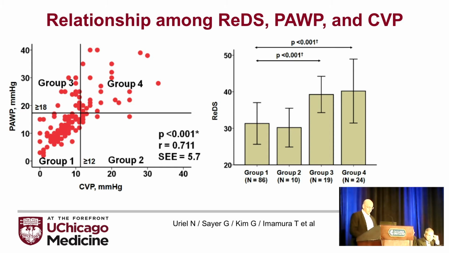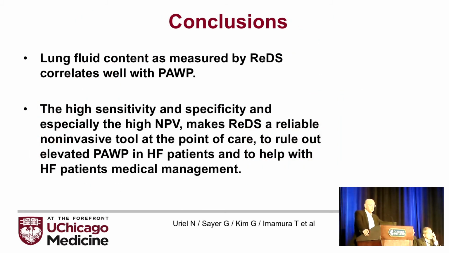Their ReDS was high. So to summarize, lung fluid content as measured by ReDS correlates well with the pulmonary capillary wedge pressure. The high sensitivity and specificity, and especially the high negative predictive value, creates a reliable non-invasive tool at the point of care to rule out elevated wedge pressure in a heart failure patient and to help with heart failure medical management.